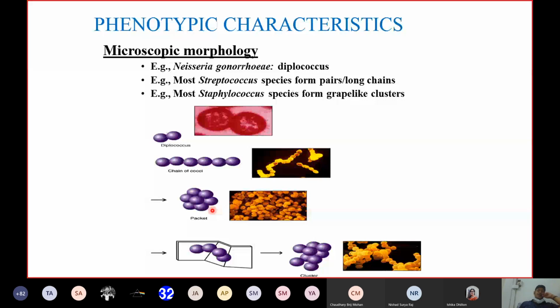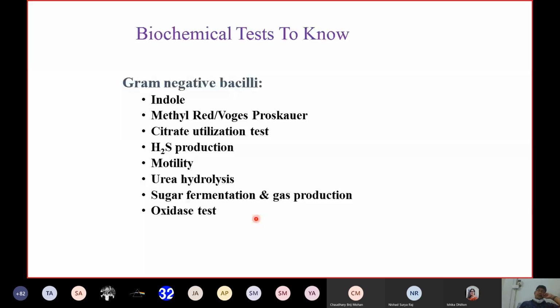So here you have to remember what is peculiar for different organisms. You should be able to tell which organism has what kind of Gram property, what is the shape, and what is the peculiar arrangement associated with it. So till now we have discussed cultural characteristics and staining characteristics. Now we are going to biochemical properties.